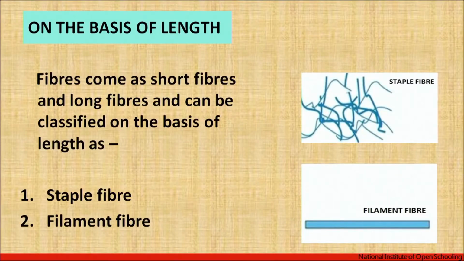Fibers come as short fibers. Usually natural fibers come as short fibers and long fibers are made through chemical treatments, or we can say man-made fibers are usually filament in nature. So here we are going to understand two terminologies. One is staple fiber and the other one is filament fiber.